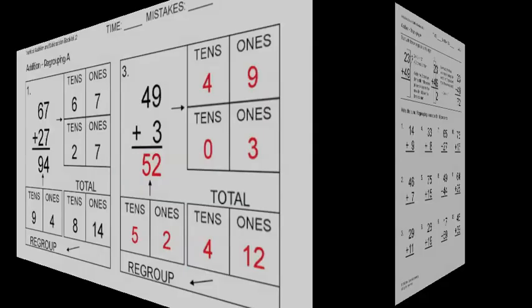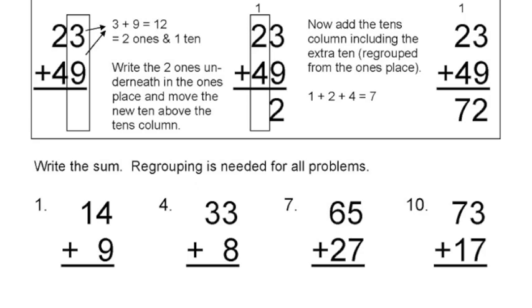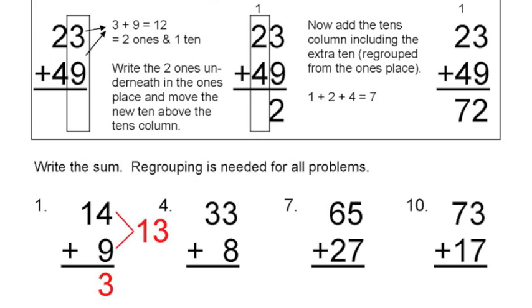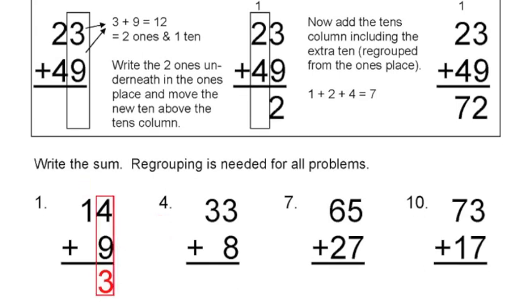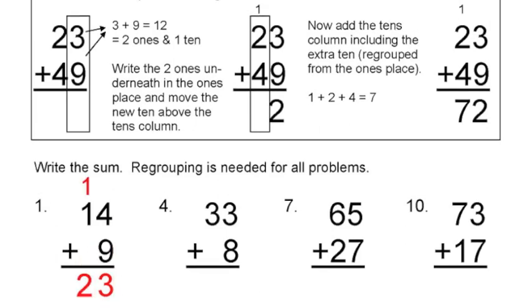All right, we're going to move on to page number 6 here, our last example page. Let's go ahead and just get into the problems. So we have 14 plus 9. I'm going to work with the ones column first. 4 plus 9 I know is equal to 13. So I'm going to put the 3 below the 4 and the 9, and I'm going to add the 1 up top. So 4 plus 9 is 13, carry the 1. 1 plus 1 is 2. So I get an answer of 23.